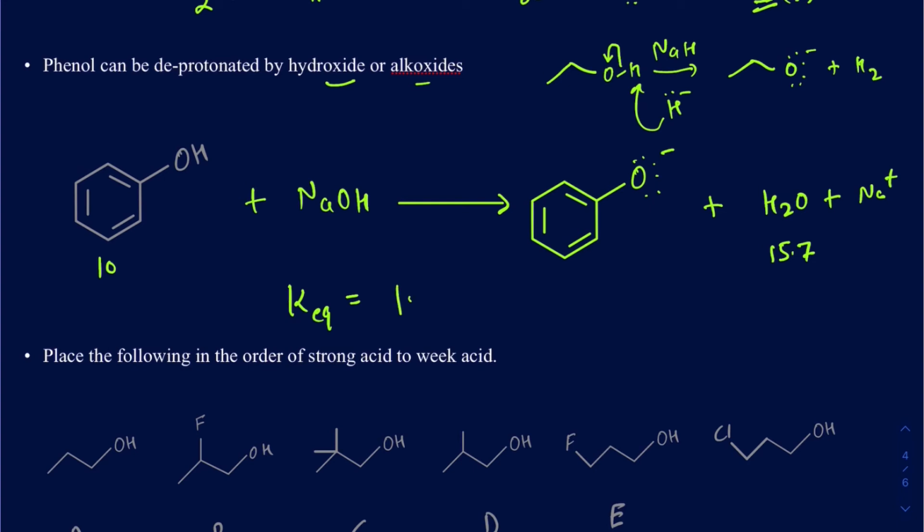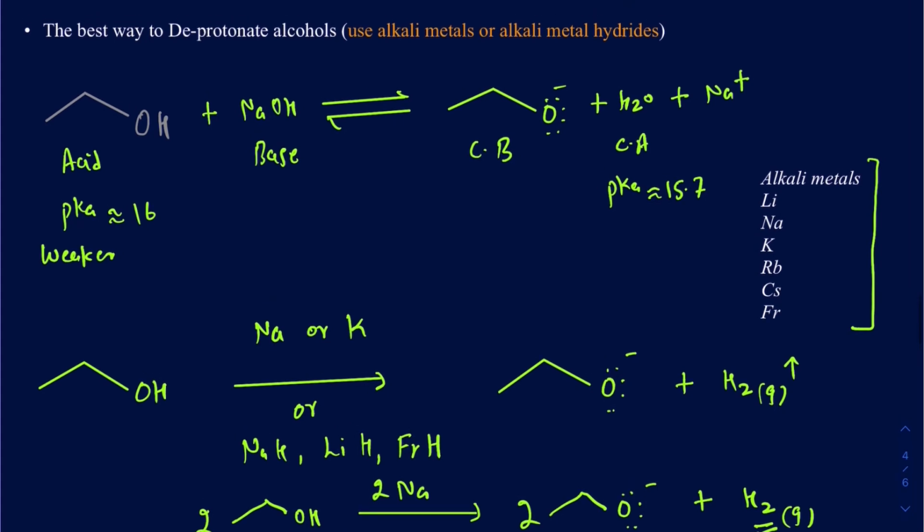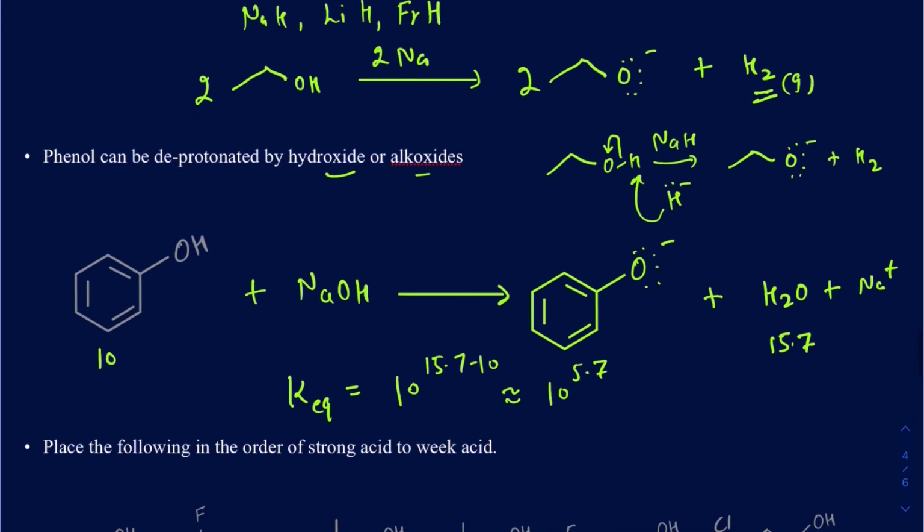You can always do 10 to the power 15.7 minus 10. So I'm looking at roughly 5.7 there to 6. That's a very high value for the equilibrium constant, which tells you this reaction is going to be shifted to the right side. We didn't really have that option in the previous case because the pKa's were too close, and they would more or less both be present in the equilibrium.